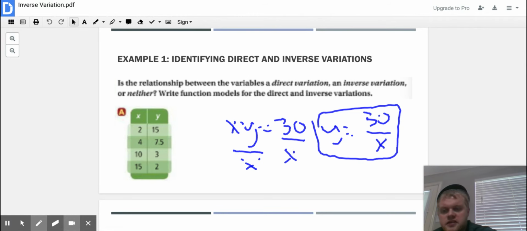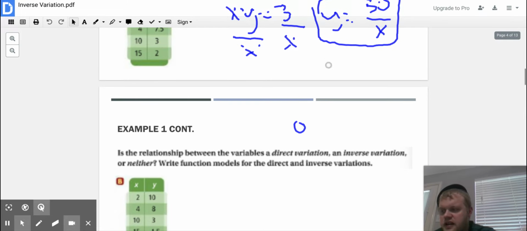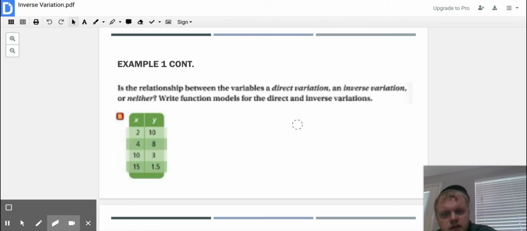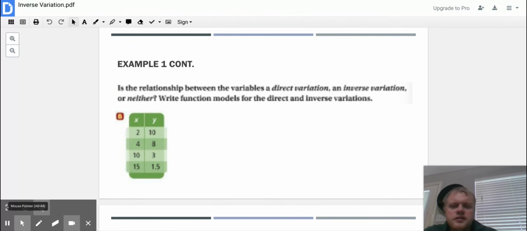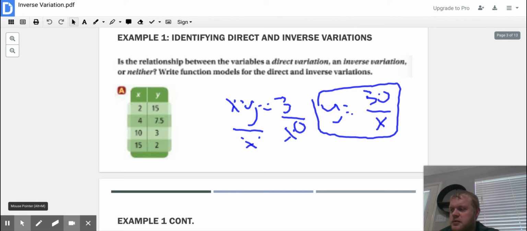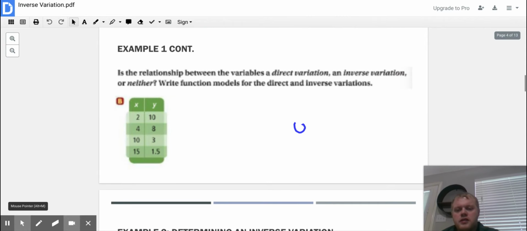There is another example of this here. Let's take a look at letter B. This one asks the same question: is the relationship direct variation, inverse variation, or neither? I should have answered that on the previous one. Your answer should have been yes, since, as we can tell here, this would be considered an inverse variation. All right, on to the next part.